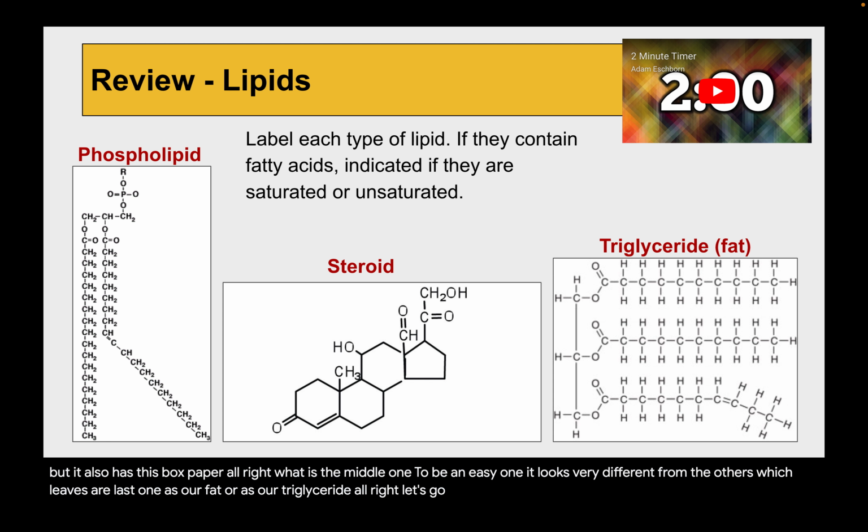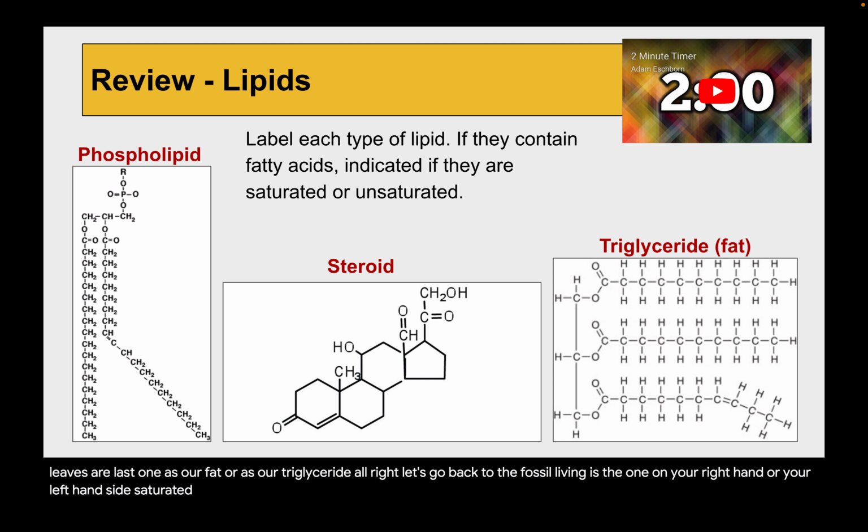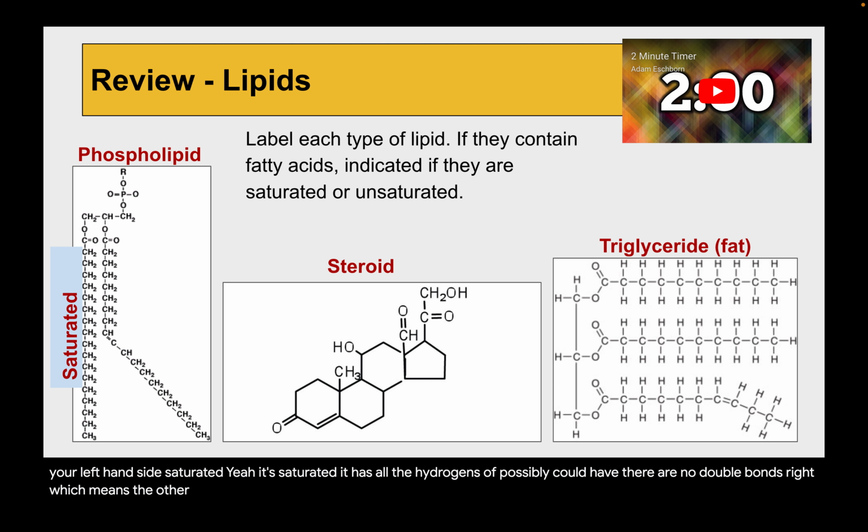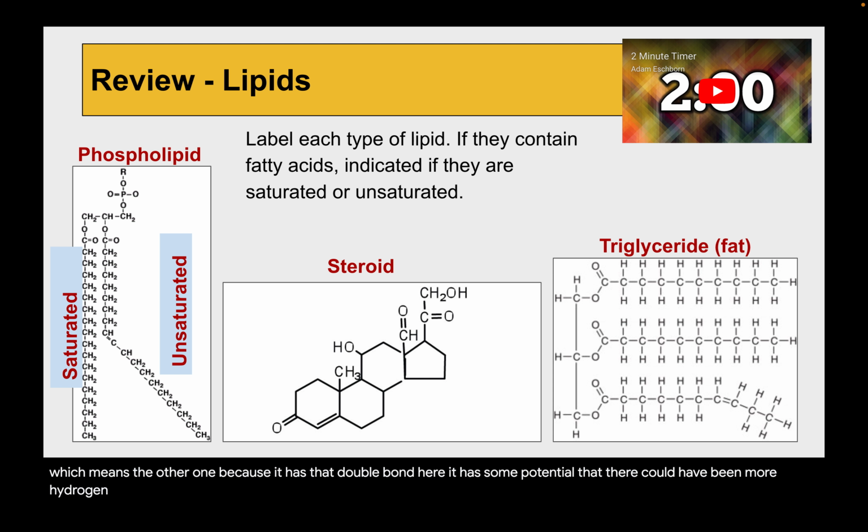All right, let's go back to the phospholipid. Is the one on your right hand or your left hand side saturated? I think I heard left. Yeah, it's saturated. It has all the hydrogens it possibly could have. There are no double bonds. Which means the other one, because it has that double bond here, would be unsaturated. It has the potential that there could have been more hydrogens attached, but it made a double bond, which means we no longer can have any more hydrogens attached.